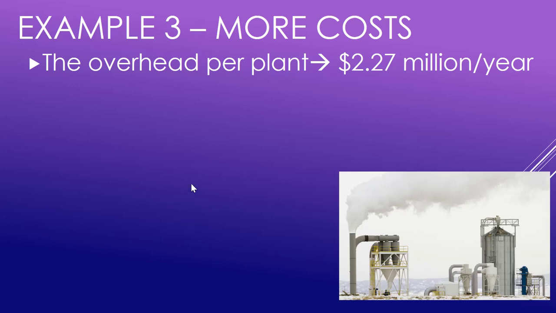So let's keep going with the same wood pellet plant example from before, and let's make it again a little bit more complex, so building up to a more realistic problem here. Let's say we also had an overhead per plant. Let's say it costs $2.27 million per year per plant in overhead costs.